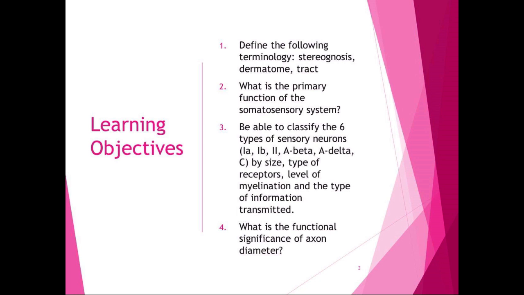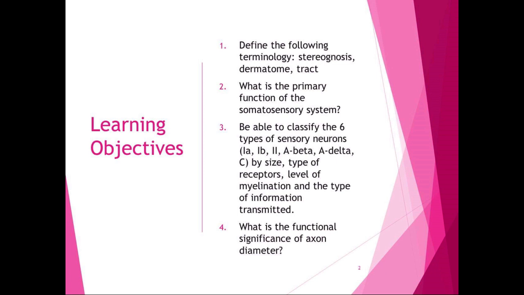So I want you to be able to classify the 6 types of sensory neurons by size, type of receptors, level of myelination, and type of information transmitted. So the 6 types are listed there: the 1 alpha, 1 beta, 2 A beta, A delta, and C fibers. We met the A beta, A delta, and C's in the last quarter when we were talking about pain theory, and we will continue to talk about these guys.